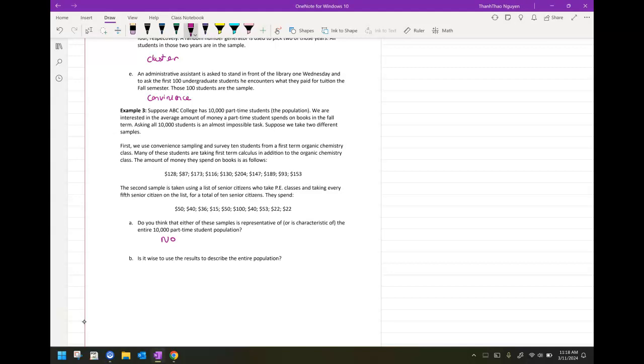So is it wise to use this result to describe the entire population? I don't think so, right? So data can be biased sometimes, depending on how you collect those data.